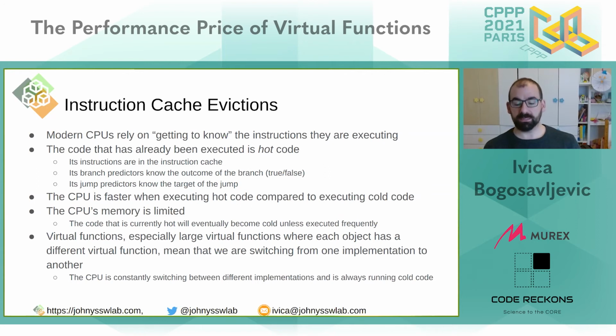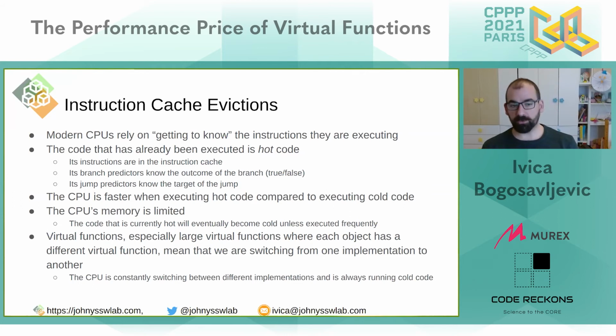The code that is currently hot will eventually become cold unless it is executed frequently. So if it executes frequently, it will be kept hot, but once it is not executed anymore, it will become cold, and eventually it will be evicted from the instruction cache, from the branch predictor cache, from the jump predictor cache. Now, what does it have to do with virtual functions?